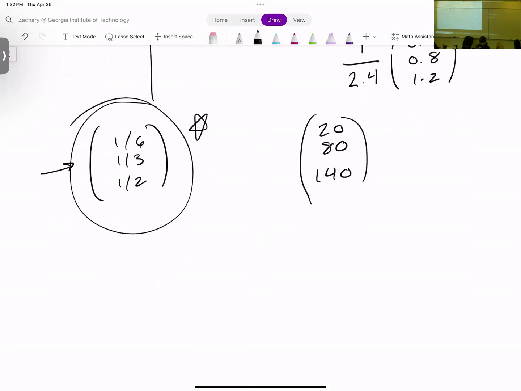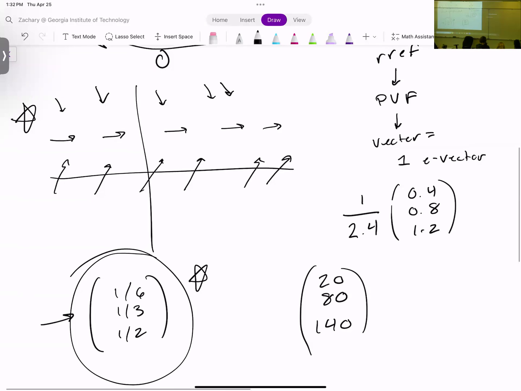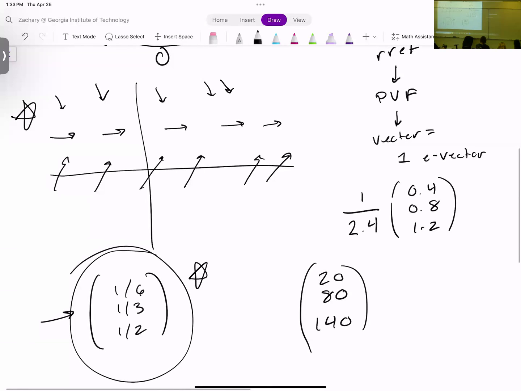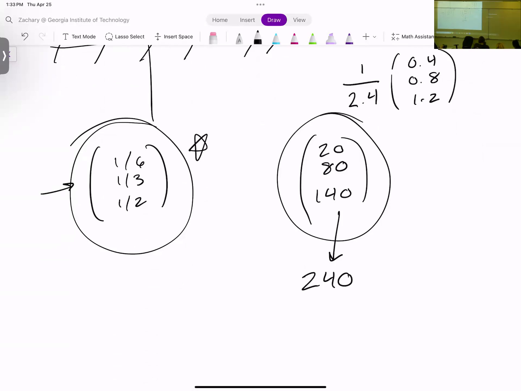Well, using what we know about something like this, does it matter where we start? No, we'll always approach that steady state. That's why it's called that. No matter where we begin, we will always end in the same place, and that is our steady state vector. So we don't care what this is. We only care how many people we start with. So we add these up to get the total number of people, which would be 240 customers.